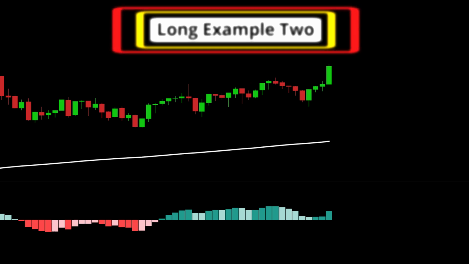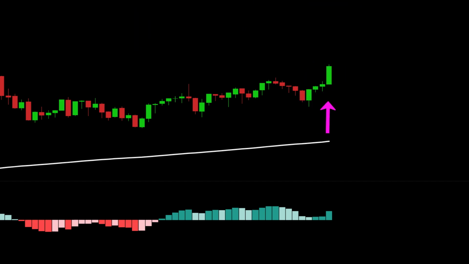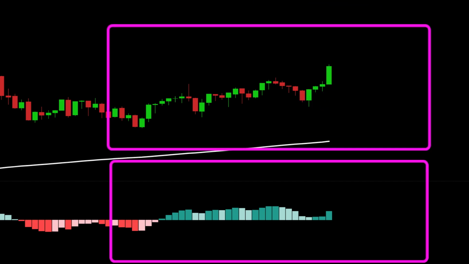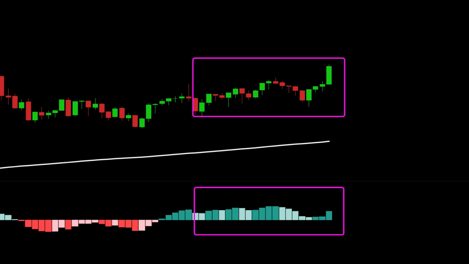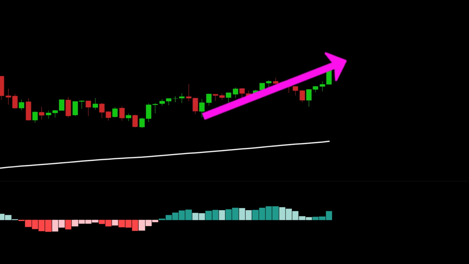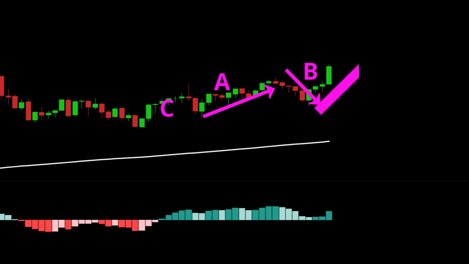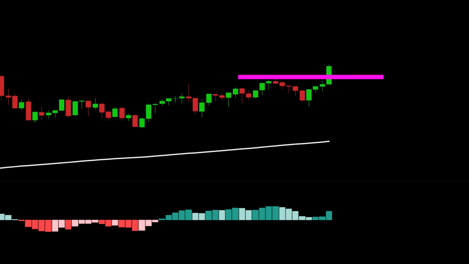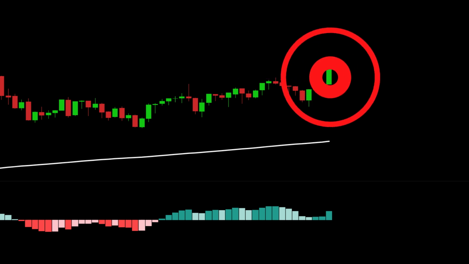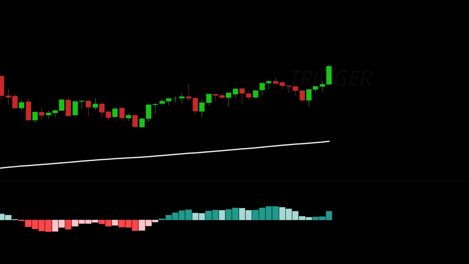I have one more long example. First, price is above the 200 EMA. Then we are looking for an ABC pattern while the MACD stays green. Here is the A leg, the B leg, and the C leg. Next, price moves above the A leg of the pullback. Everything converges on this candle and it serves as our trigger.